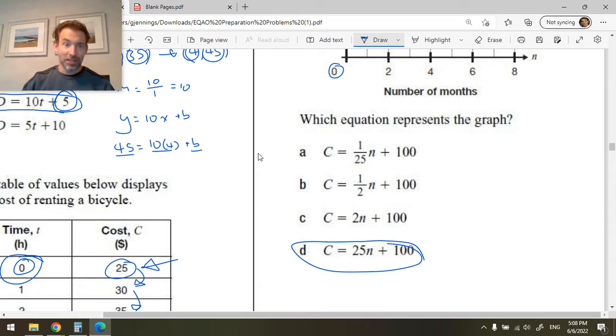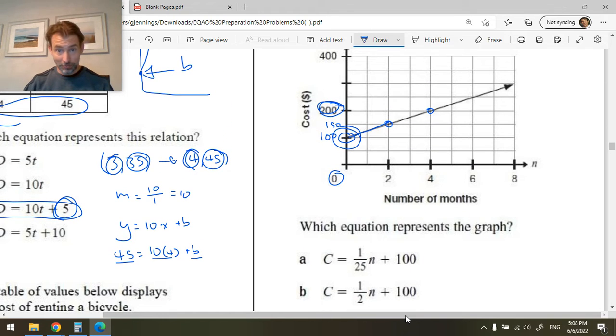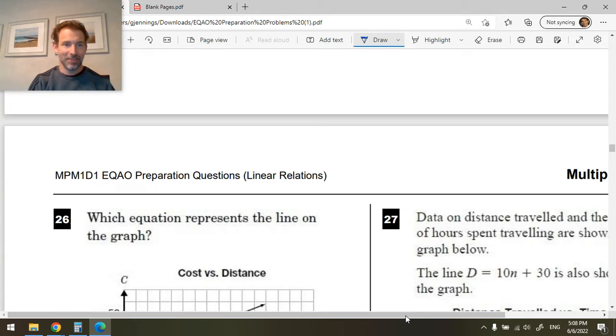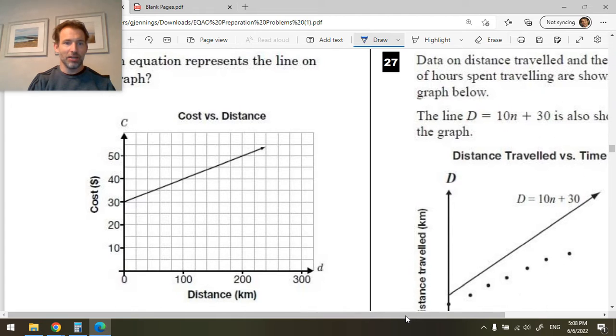Why is that true, Mr. Jennings? Okay, here, this is the flat fee. You just pay it. Doesn't matter how many months you use. That's the starting amount. Notice that that would be the cost if the number of months you used were 0. And then I take the number of months, which is n, and I multiply that by the monthly fee, which is $25. And I add that together with the flat fee, and that gives me the cost. Let's keep going.